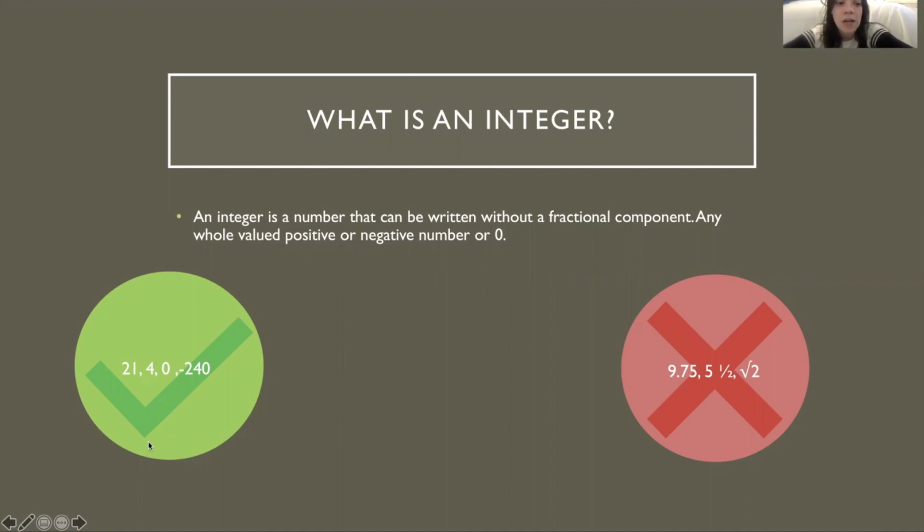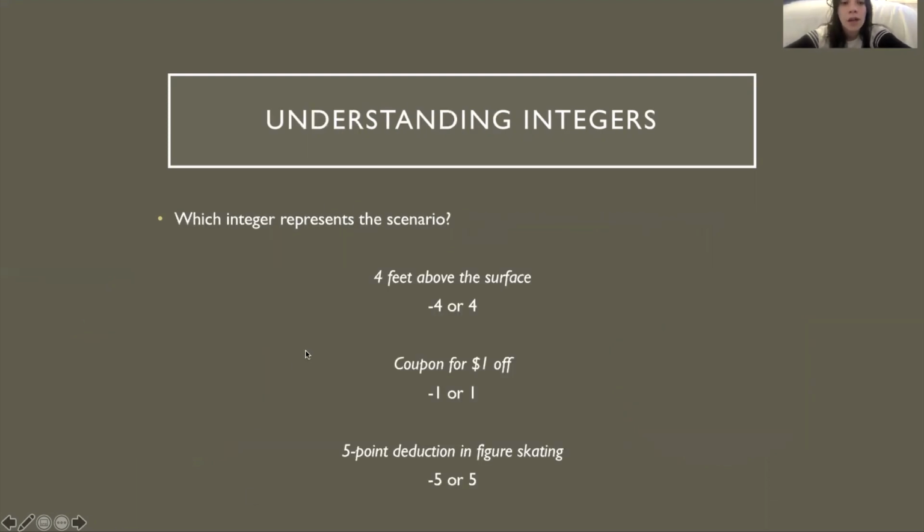As you can see here, 21, 4, 0, and negative 240 are all examples of integers, whereas 9.75, 5.5, and the square root of 2 are not integers because those are fractional components or decimals, which can be written as a fraction. So if we're going to go through understanding integers, what we're going to want to know is the difference between a negative and a positive.